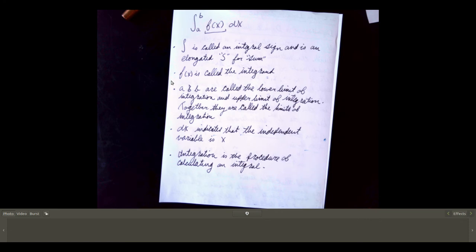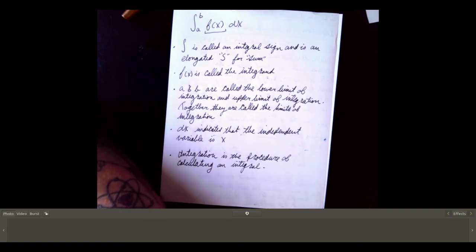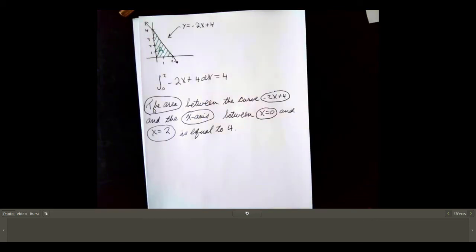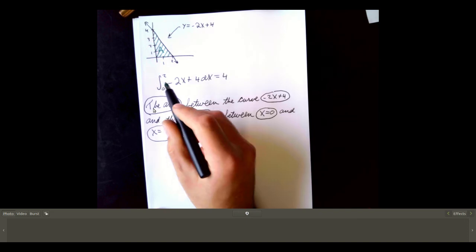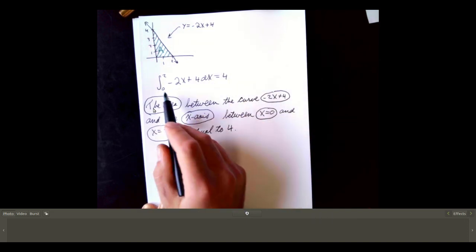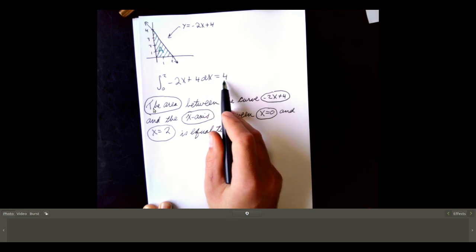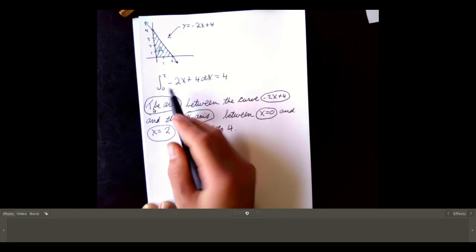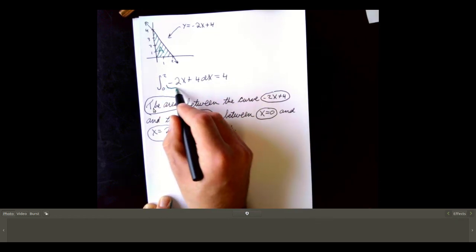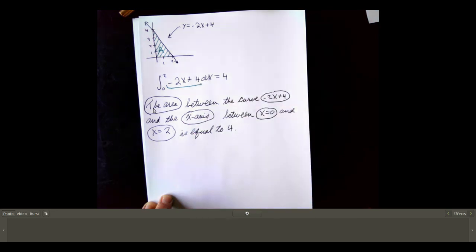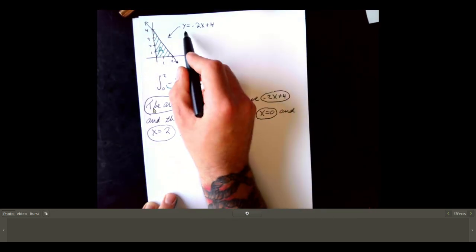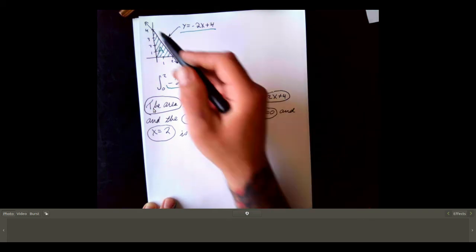I'm going to draw a picture of all of this and show you what it all means. So let me write something else. Geometrically, this is what we're talking about. This is read as the integral of negative 2x plus 4 dx is equal to 4. What it's getting at is we have this curve, and I know it's a straight line, but please allow me to call it a curve. We have this equation, this curve, and this is its graph.